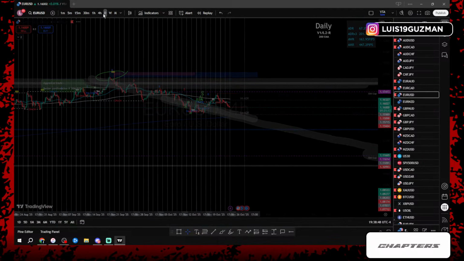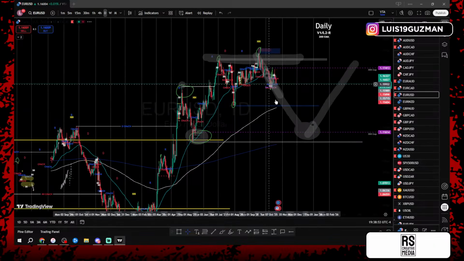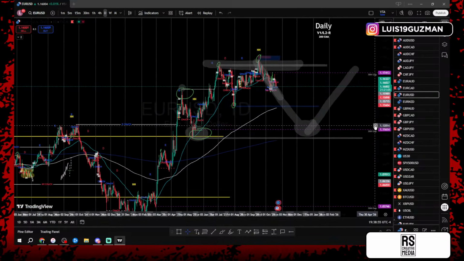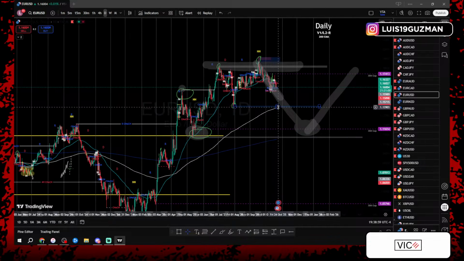Let's go back to the daily, right? Level 2, we know we're looking for price to bounce off the 200 EMA. So right now, I am expecting price to at least give me a steeper pullback into the 200 EMA.